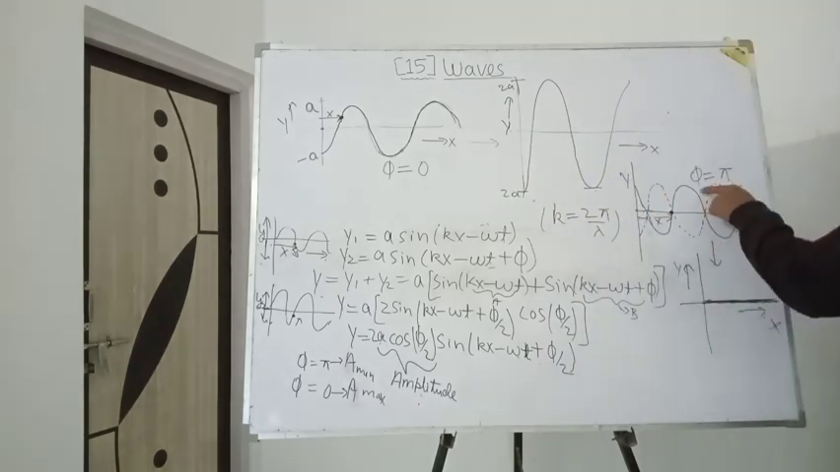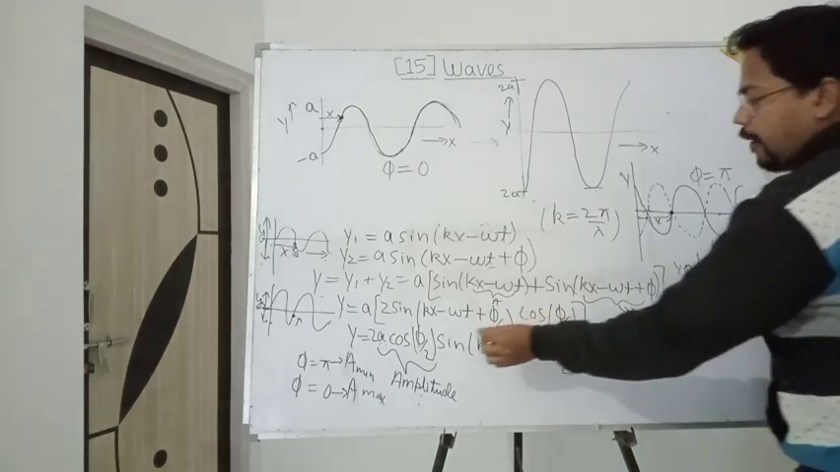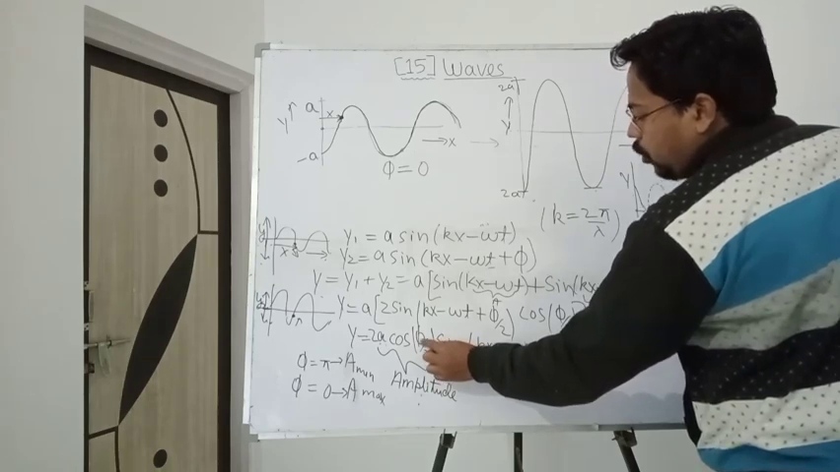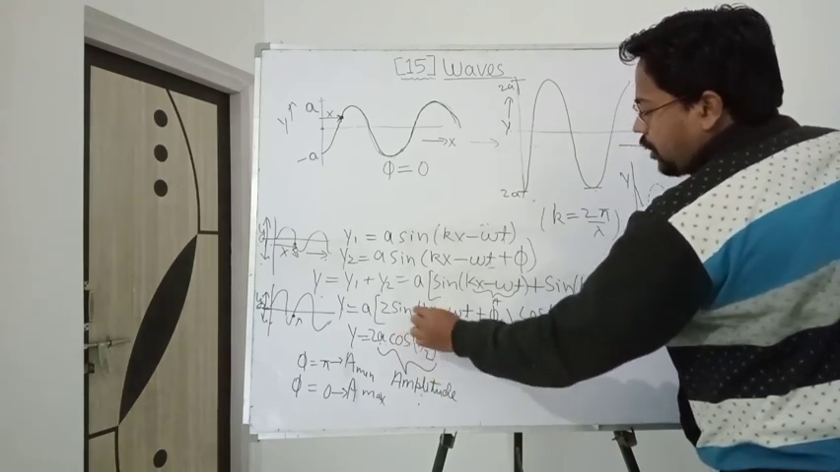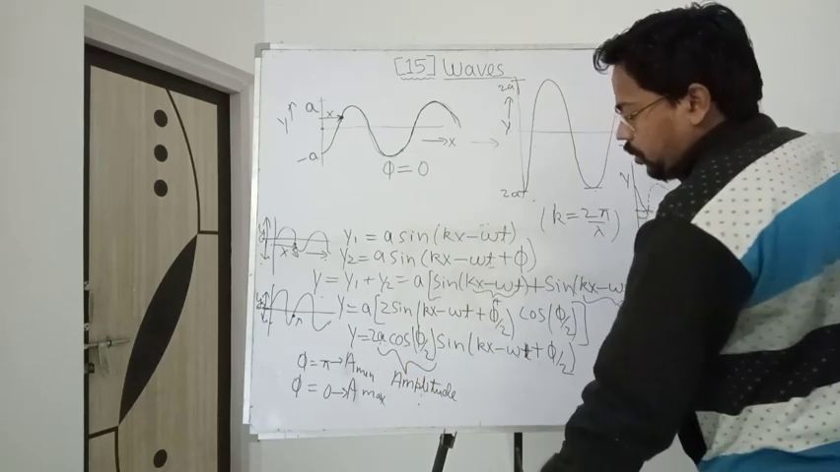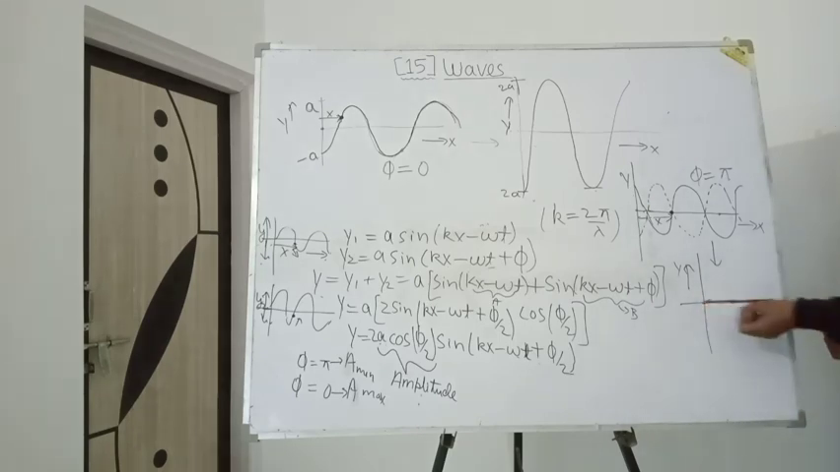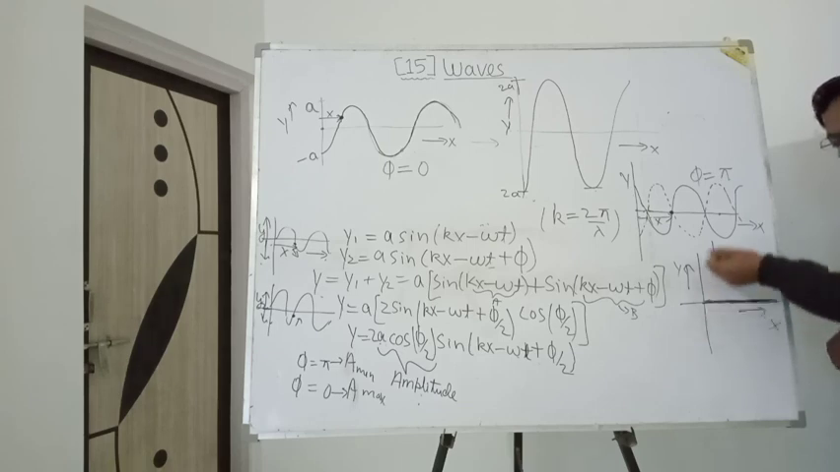That's why I have written that for opposite direction movement of the particle at a specific position, the value of phi will be equal to pi. And what will you observe in that case? By putting phi equals pi, you will get cos 90, and cos 90 will become 0. That means 2a into 0 will be equal to 0. So the net amplitude that we get will be 0. That means the resultant wave, shown by this bold line, will have no amplitude in the vertical direction. Is it clear?